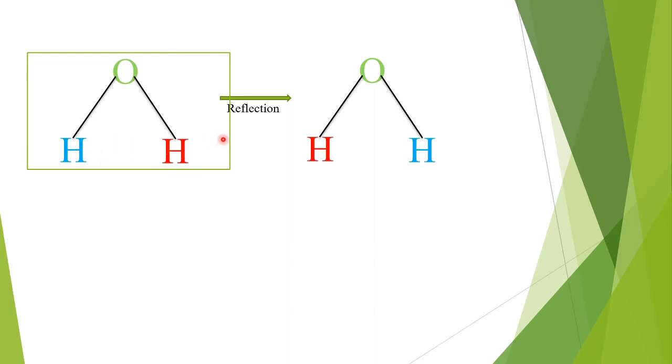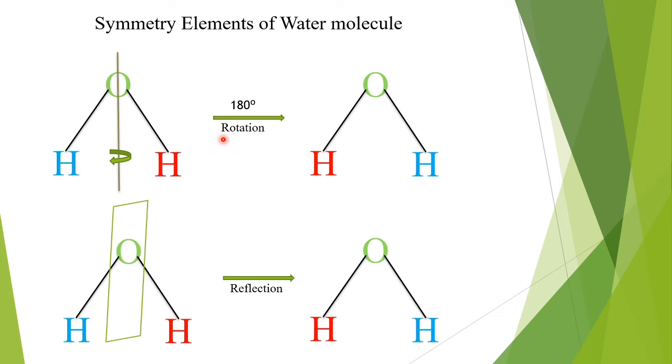And please try out if there are any other symmetry elements you can find in the water molecule. As so far, we have mentioned three symmetry elements of water. The first one is the identity element. The second is the rotation axis, and third is the reflection plane. But there are two reflection planes, one passing only through oxygen and the other passing through all the atoms.